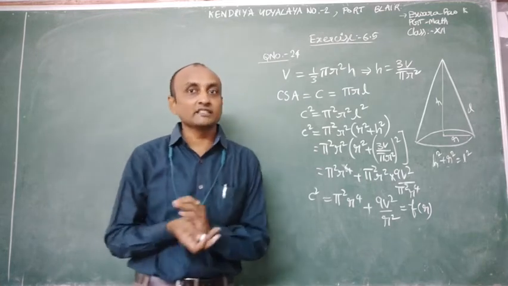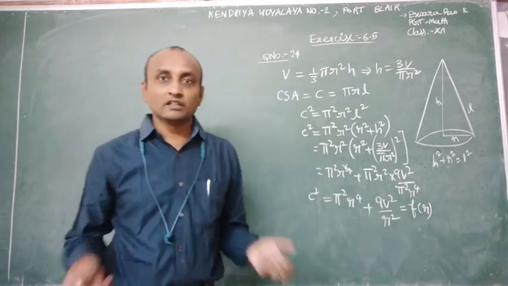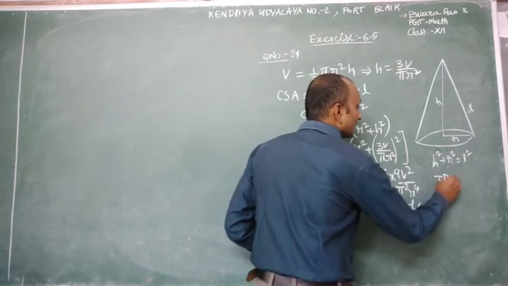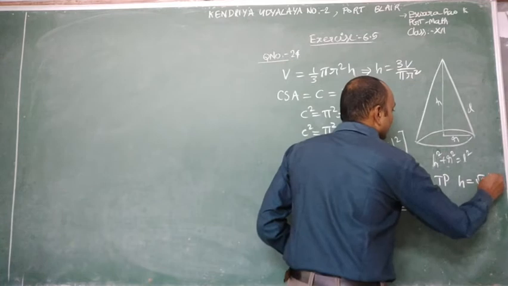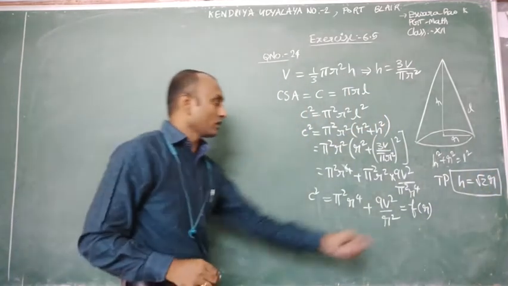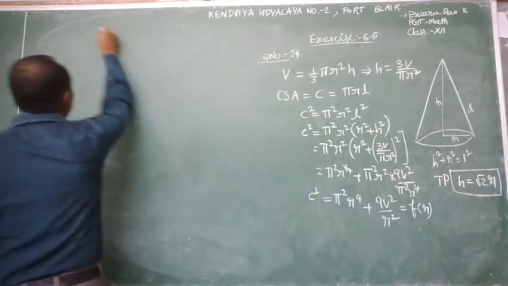What is the required condition? Height is equal to root 2 times the radius. That is the required condition. So to prove: h is equal to root 2 r. This is the condition to be proved. Now take the first derivative test on f of r. What is f dash of r?